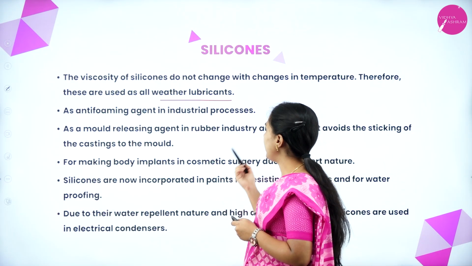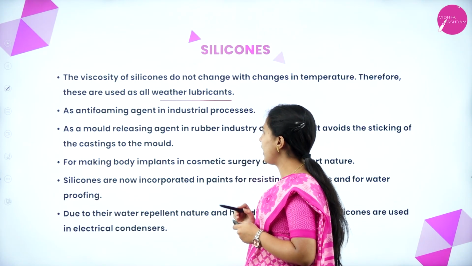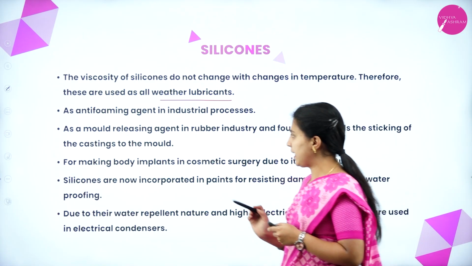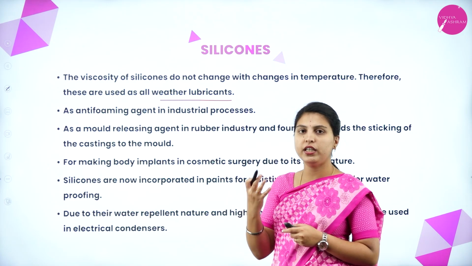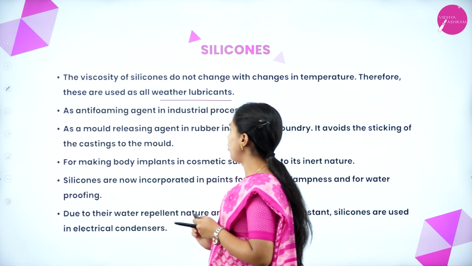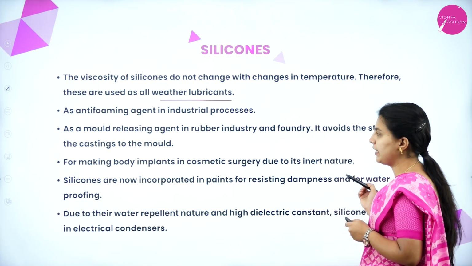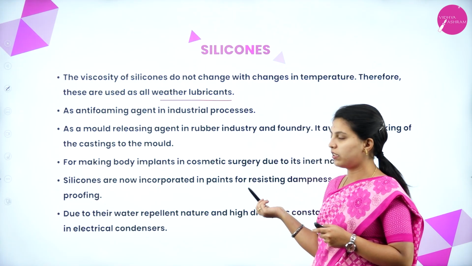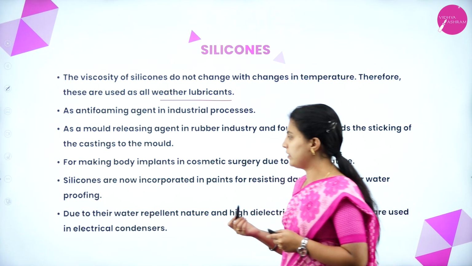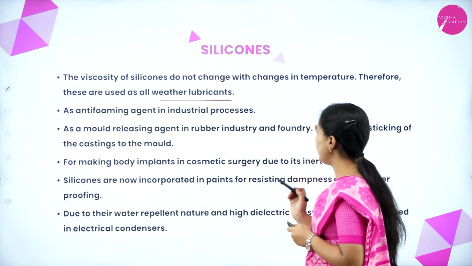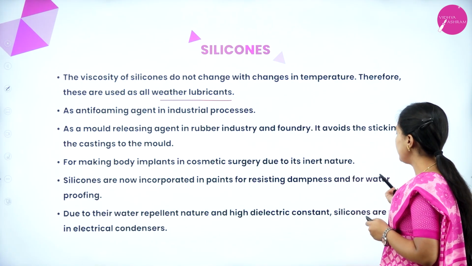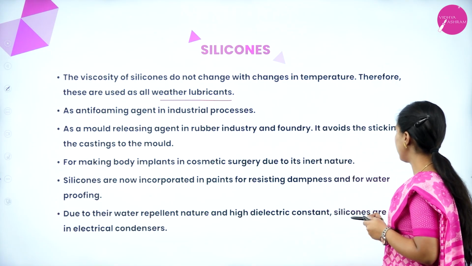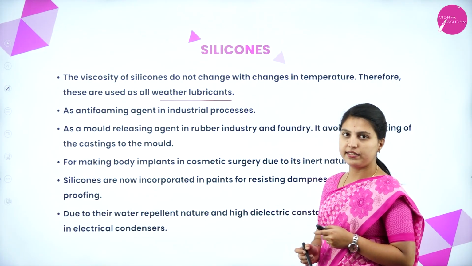As anti-foaming agent in industrial process, as a mold releasing agent in rubber industry and foundry, it avoids the sticking of the castings to the mold. It will be used as molds also. For making body implants in cosmetic surgery due to its inert nature. Due to its stability or inert nature, it will be used in cosmetic surgeries also because it will not react very easily. Silicones are now incorporated in paints for resisting dampness and for water proofing. Due to their water repellent nature and high dielectric constant, silicones are used in electrical condensers also.